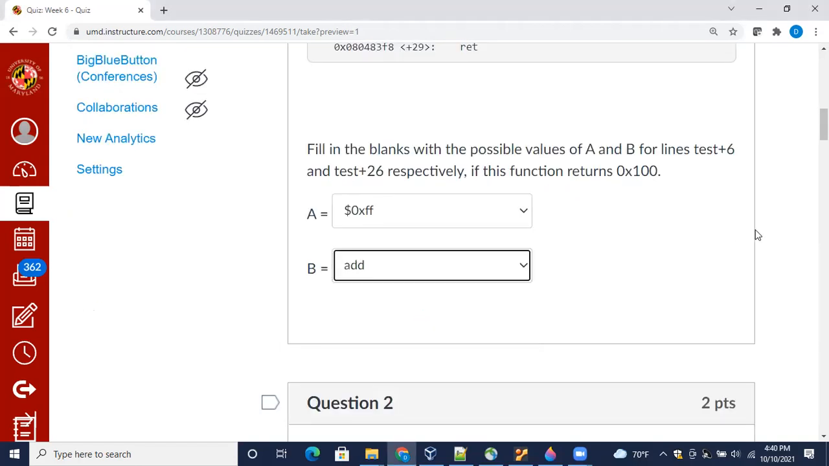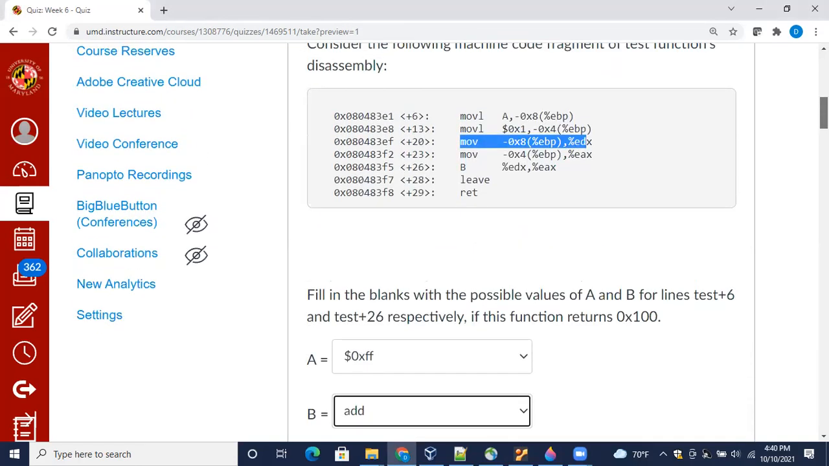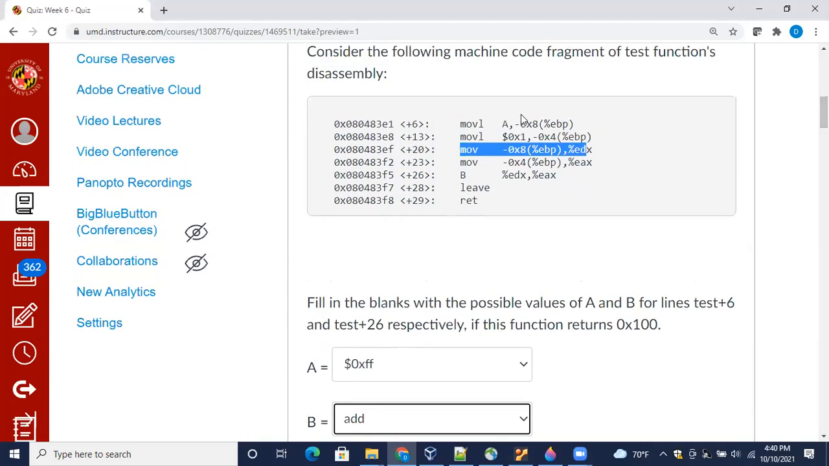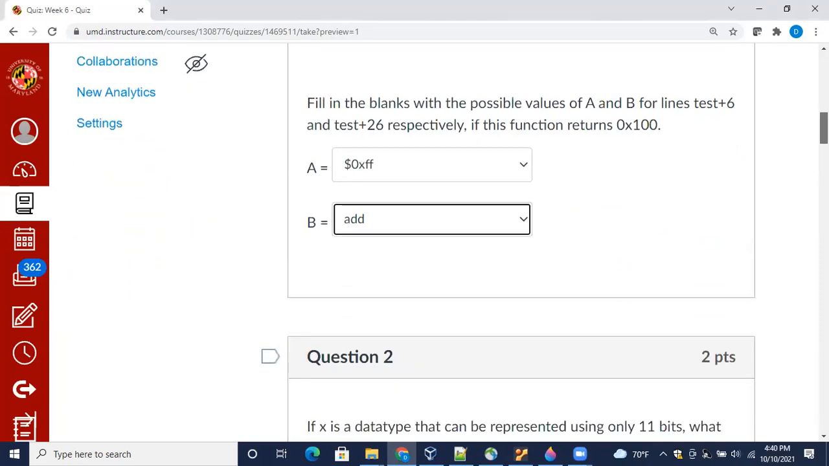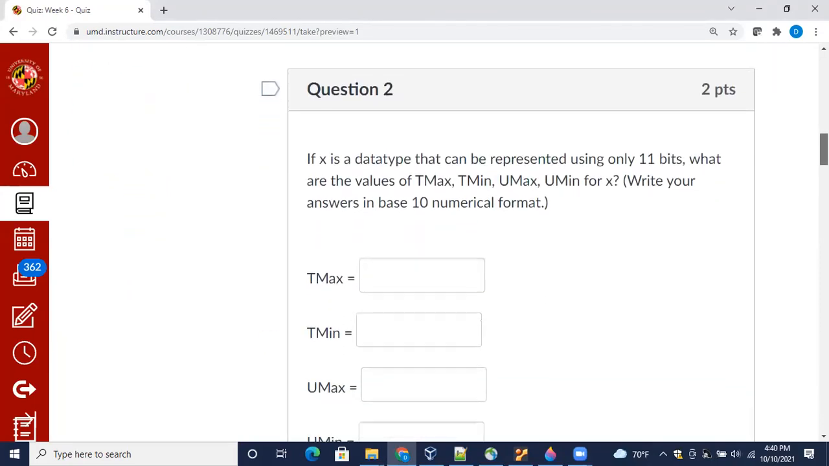So let's look at B, whether we can select that answer. Yeah, we can select FF. FF is 255 over here, and then we select add here. Because EDX has 255, EAX already has 1, so the answer is 256. So that's the answer. Okay, good. Let's move on to the next one.